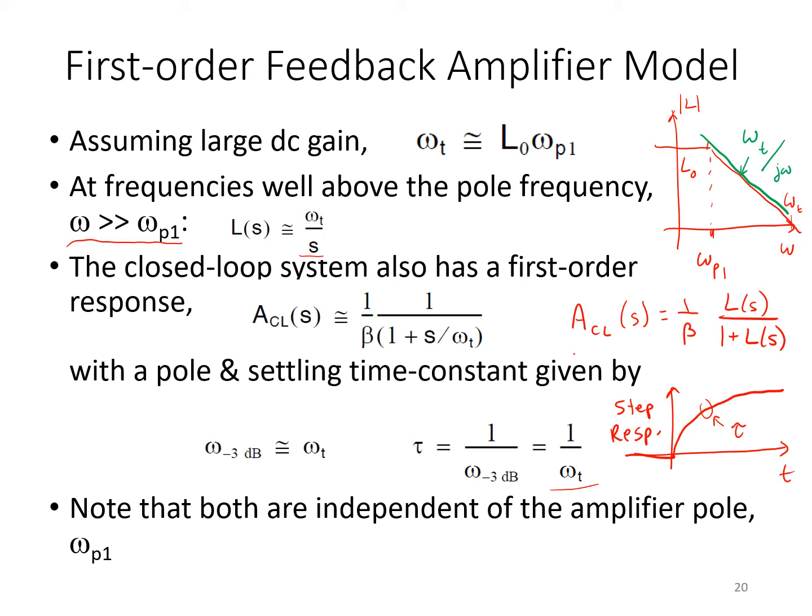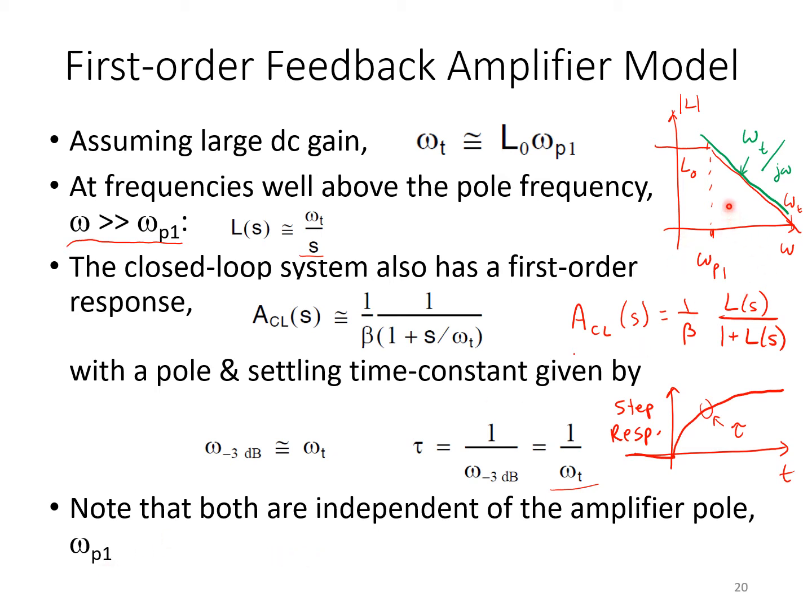So again, first order model of the feedback amplifier is great because once we know omega t, we know really everything we need to know. That plus the desired gain 1 over beta tells us practically everything we need to know about how the closed loop amplifier is going to behave. It tells us its bandwidth, tells us what the step response looks like, and interestingly, all of that is independent of the pole, omega p1, the only pole in L.